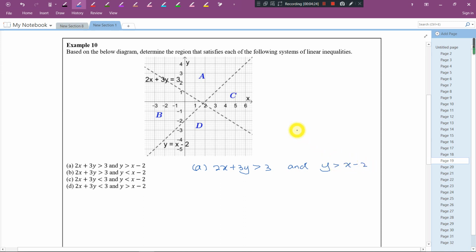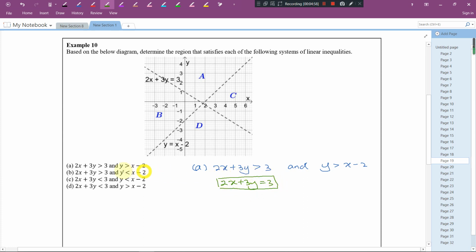Okay, I hope that you still remember in the previous video I told you that when you want to determine the regions that satisfy linear inequality, two things. Make sure you look at y and make sure the coefficients of y is positive. Okay, now this coefficient of y is positive, so it will be easier. So when we want to determine this region, I have to look at this line. 2x plus 3y is equal to 3. I have to look at this line.